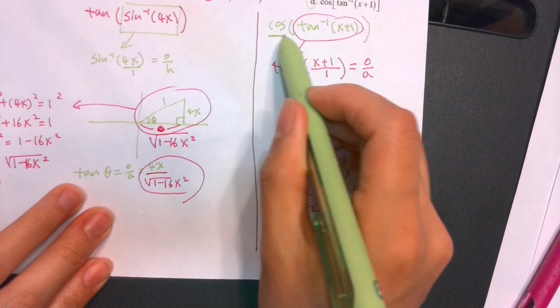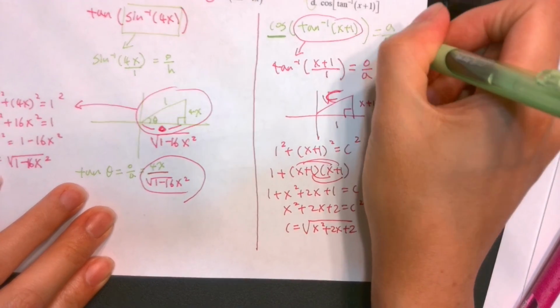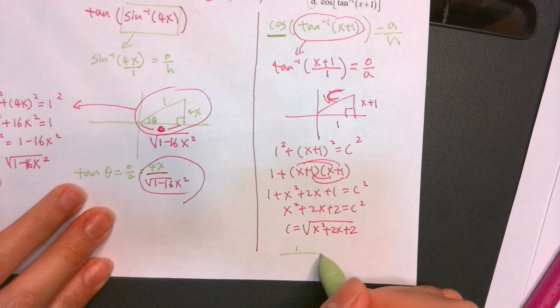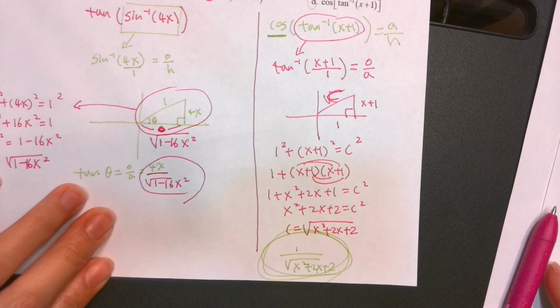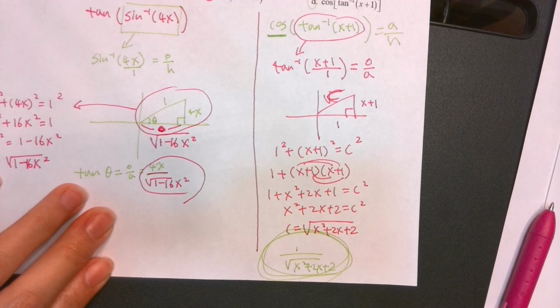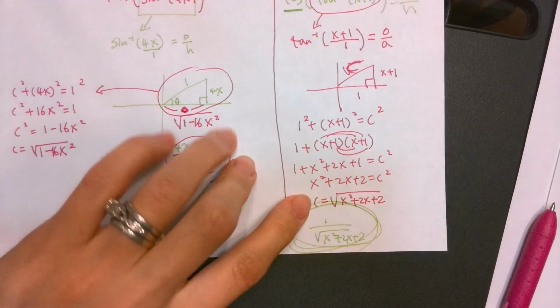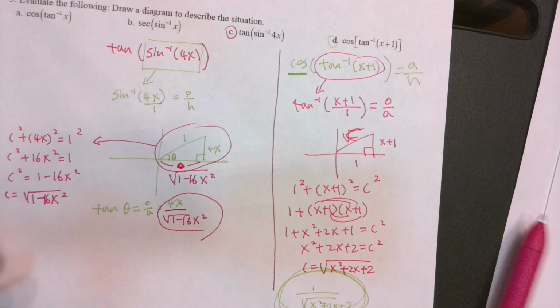Now, we'll go back to the question. What are we trying to find? We're trying to find the cosine. Cosine is adjacent over hypotenuse. So the adjacent side is 1 over the hypotenuse, square root of x squared plus 2x plus 2. There you go. Which looks a little different than the final answer on your answer key, but this is actually better. So I like this one. Okay? All right, so that is that.